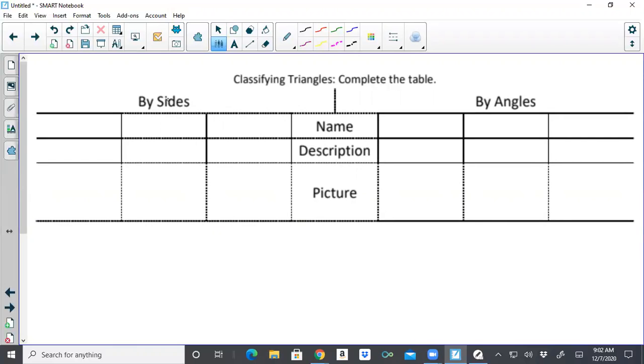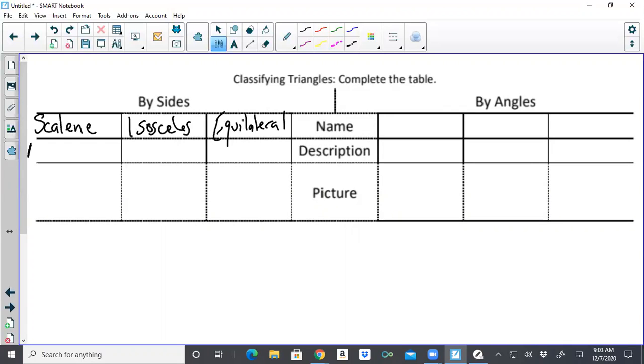There are 3 ways to classify a triangle by sides. The first way is called scalene. The second way is called isosceles. And the last way is called equilateral. Now, one of these words you should know. You should know the word equilateral. You should not necessarily know these 2 words. All right, but this one you should know because we've used it in previous chapters.